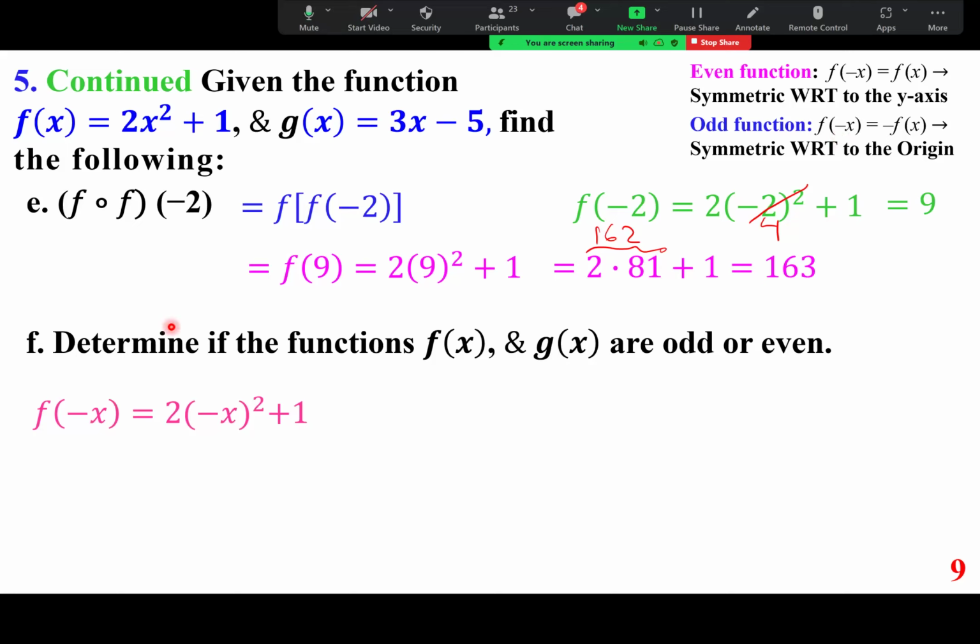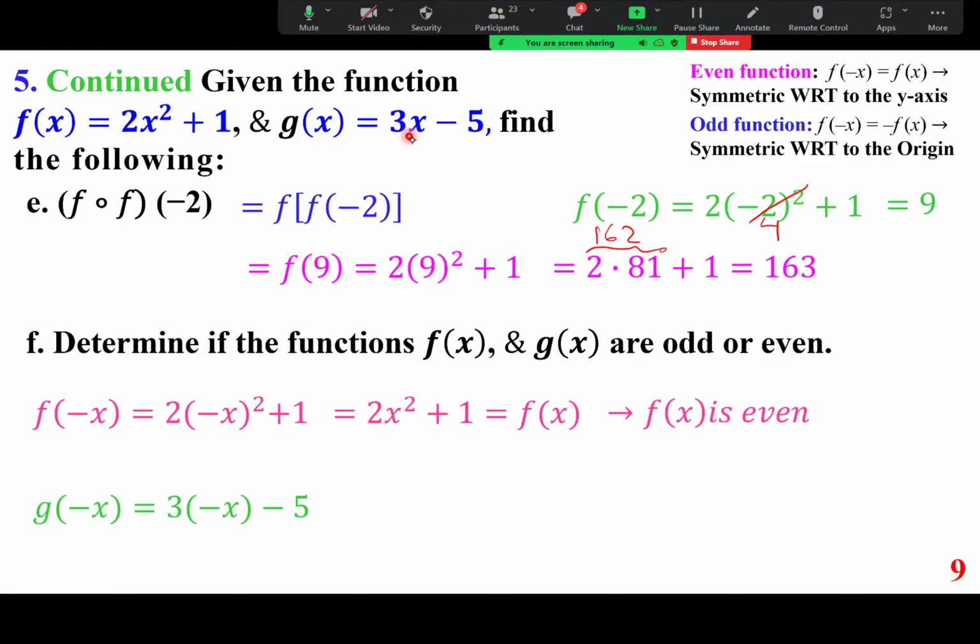So f of minus x, 2 times minus x quantity squared plus 1. I hope you recognize this is the same as x squared. So 2x squared plus 1, which is identical to f of x. It makes it an even function. g of minus x, replace the x with negative x. So this is negative 3x minus 5. Now, is this the same as g of x? No. Is this the opposite of g of x? No. So it's neither even nor odd.